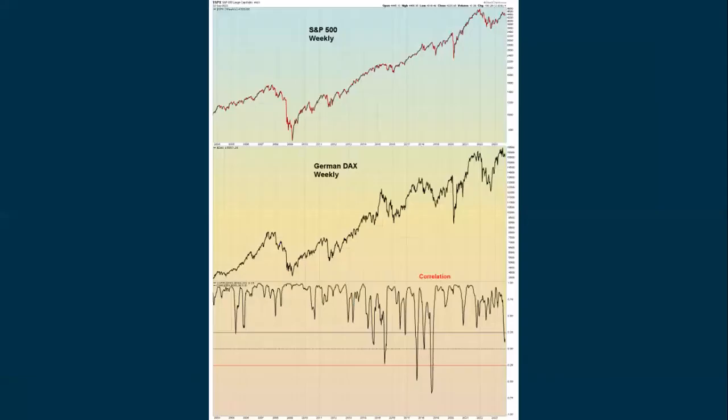Then we look at a weekly chart of the S&P on top, and then the German DAX, which is their major index. Here's a weekly chart. And then we just look at the correlation between the two. Sometimes when this is really high, that means they're going in the same direction at the same time. Right now, they're pretty much not correlating with each other.